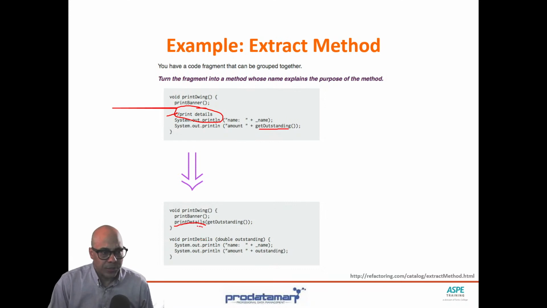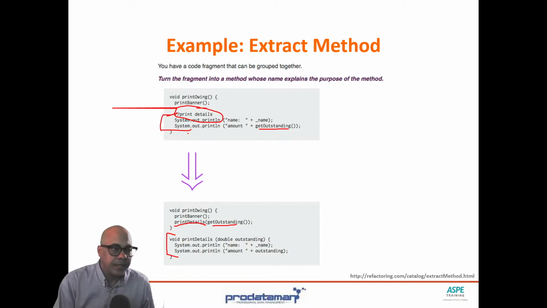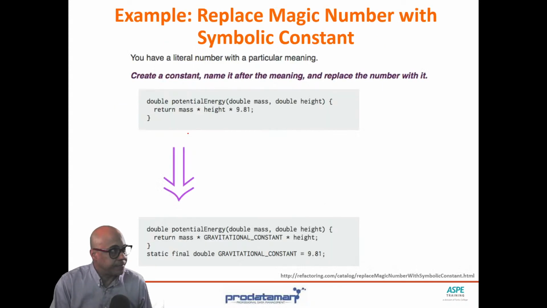All right? So now we don't have to have a comment. We just say print details, pass it get outstanding, and then we have a function that does the same 2 lines of code that we were doing in line here before. All right. So that's the value of extract method.